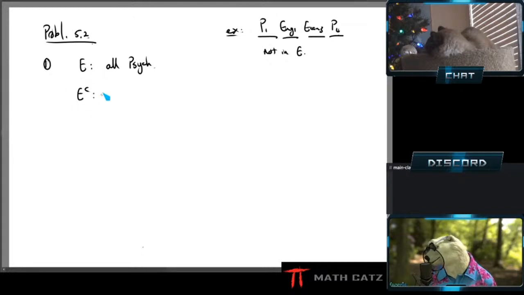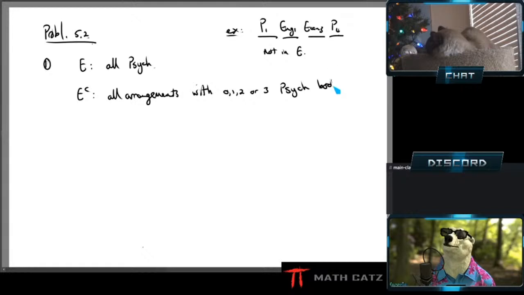Therefore, I have to rephrase the complement so that it covers these ones. I can't say no psychology books. Then this one's not an E complement either. It has to be somewhere. So I have to phrase it a little bit more general: all arrangements of 4 books, of course, with 0, 1, 2, or 3 psychology books. Or you could say not all psychology books, but I don't like that because it's a little bit of a cheat. That's not always going to work.